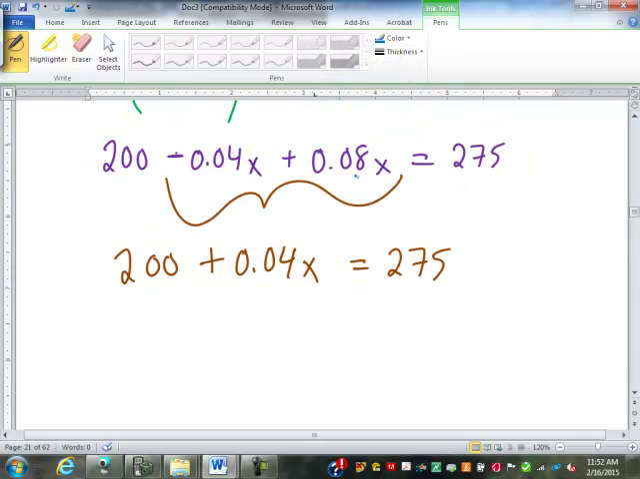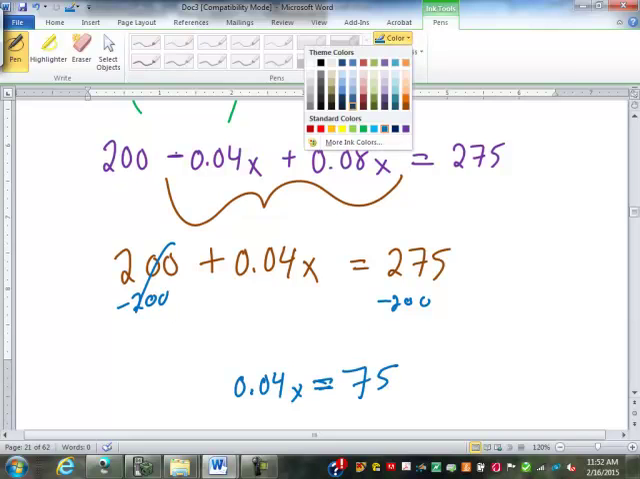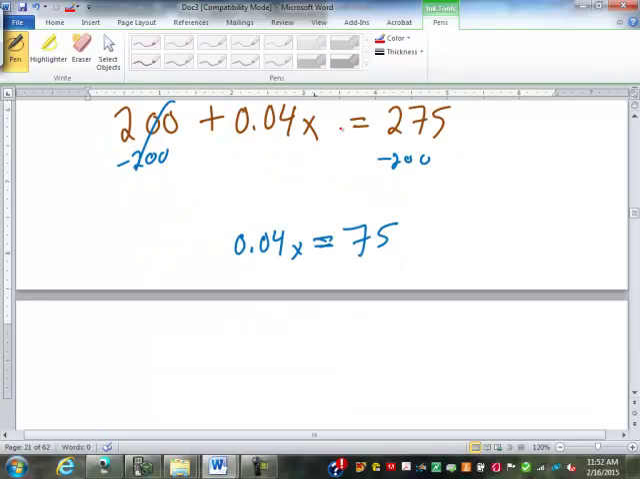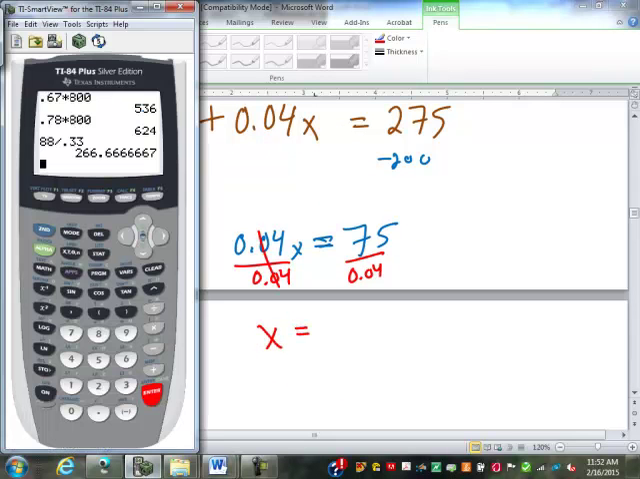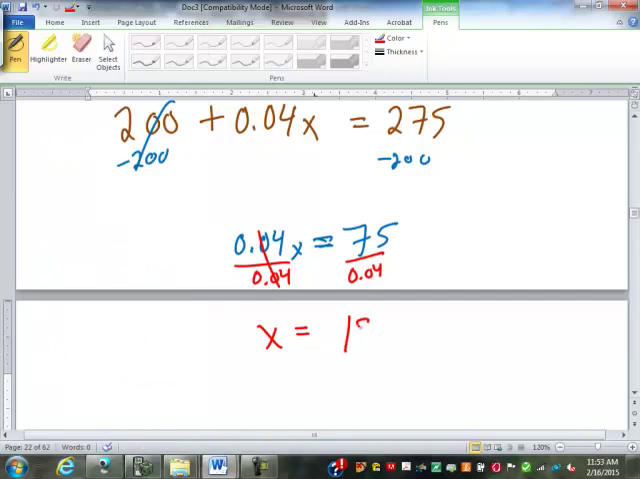So now we're solving this. 200 plus 0.04x equals 275. And as always, we're going to subtract the 200. So 0.04x equals 75. And we're going to divide by 0.04. So x equals 75 divided by 0.04, which is $1,875.